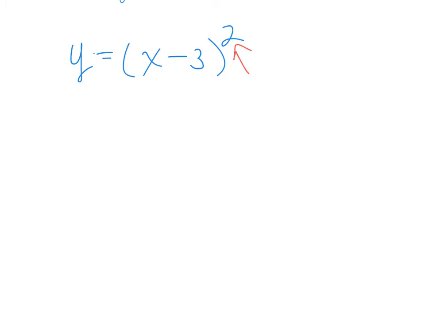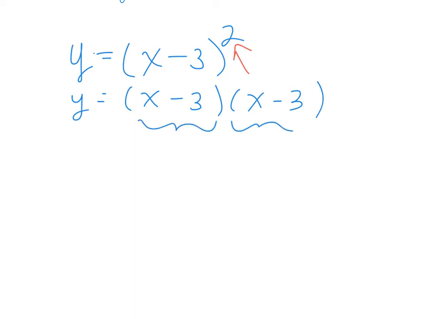And I know that because really, expanded, what this looks like is x minus 3 times x minus 3, which means I have two of the same roots, both at x equals +3, right? So there are my two roots. They're both at x equals 3.